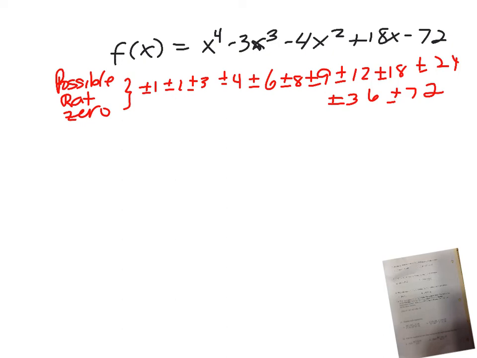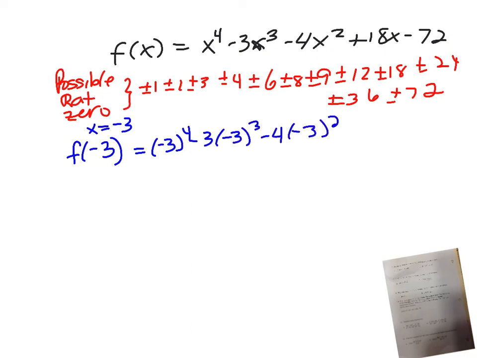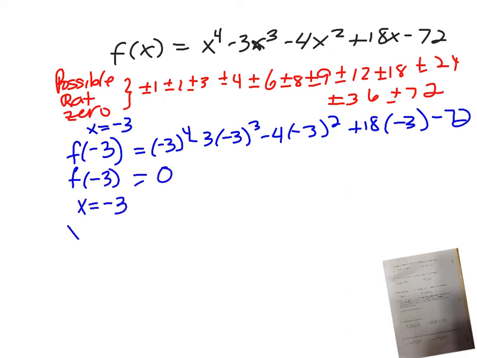All right, so we graph it now, and then we look to see where it could possibly cross the x-axis, and it looks like maybe f at x equals negative 3. So I'm going to do f of negative 3. I plug it in, so it's negative 3 to the fourth minus 3 times negative 3 to the third minus 4 times negative 3 squared plus 18 times negative 3 minus 72. Plug that in the calculator all at one time, and yes, I get 0. So x equals negative 3 is a zero. That means my factor is x plus 3.